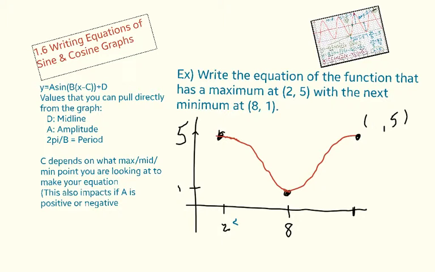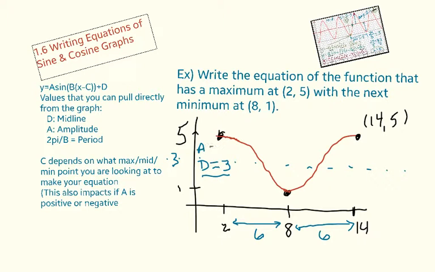Then I need to figure out its x value. We know from the max to the first min, there were 6 units. So to get from my min to my next max, it'll be evenly spaced, another 6 units. So 8 plus 6 is 14. So 14 is the x value of that point. Now it's basically the same question as the previous example. I need to figure out where my midline is. My middle would be kind of right in here someplace. I think that's at 3. So my D value is 3. My amplitude is from the middle to the top, so my A value is 2.